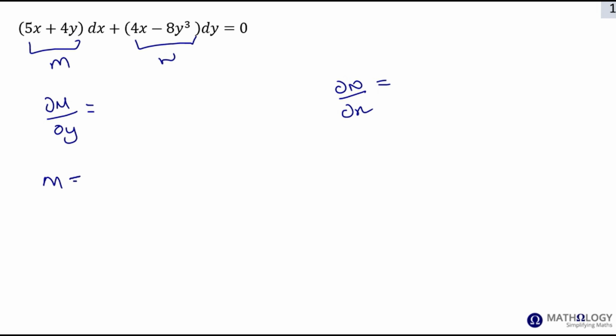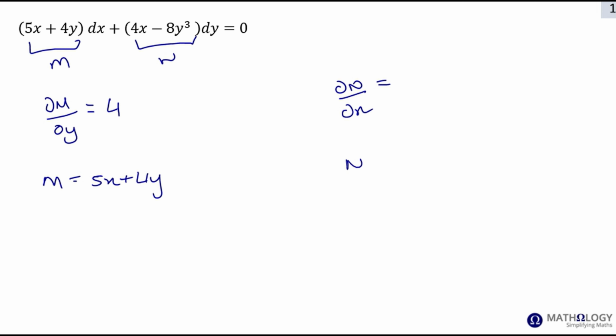So M is 5x plus 4y. We're going to take the partial of M with respect to y. The term 5x doesn't contain any y's, so we don't consider it because we're taking a partial derivative with respect to y. The derivative of 5x with respect to y is just 0 because the derivative of a constant is 0. So this doesn't form any part of the derivative. For the partial of M with respect to y, the derivative of 4y is just going to be 4.